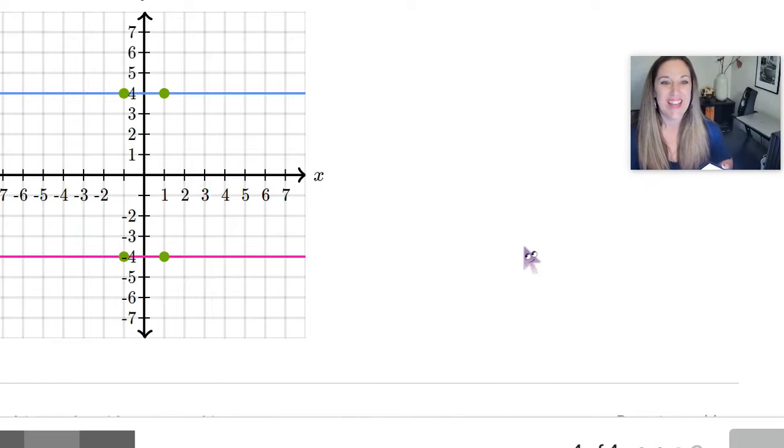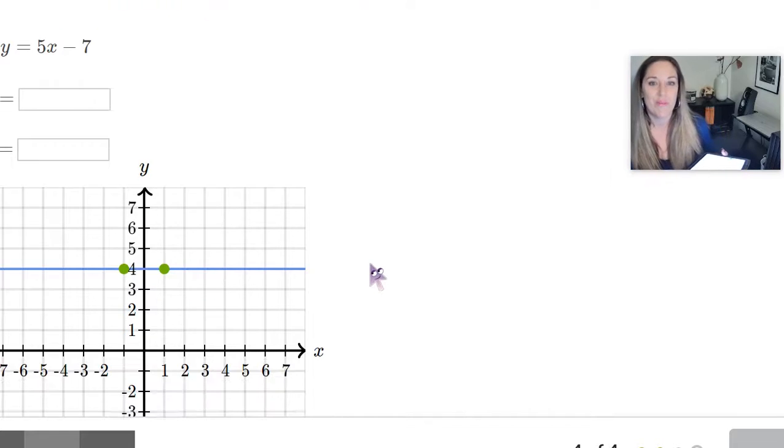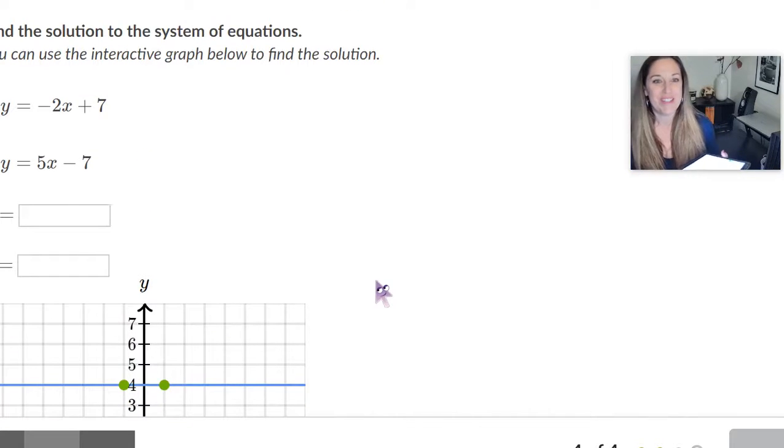All right, and let's see. And then a lot of them are already in slope-intercept form, so you guys should be able to do those on your own. Hope this helped.